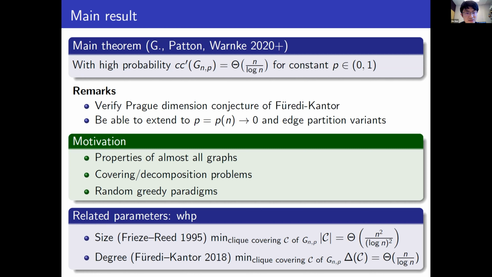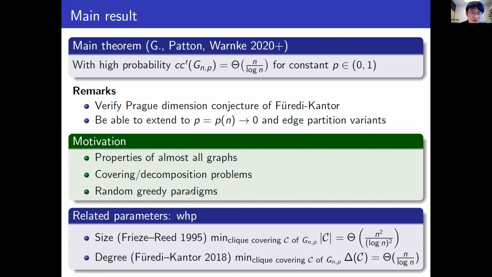What is the motivation for us to study this problem? Because we know that when p equals 1/2, it takes all the n-vertex graphs uniformly at random. So this property says that almost all graphs have Prague dimension and clique chromatic number of this order of magnitude. And it is related to covering and decomposition problems. Previously, as Kaden talked about, Frieze and Reed studied the minimum size of a clique covering. Füredi and Kantor studied the minimum maximum degree of a clique covering. You can view the clique covering as a hypergraph, where each hyperedge is the vertex set of a clique. So the maximum degree is just the maximum degree of the hypergraph. And as we discussed, the clique chromatic number is at least the maximum degree. So actually our result is stronger than this one.